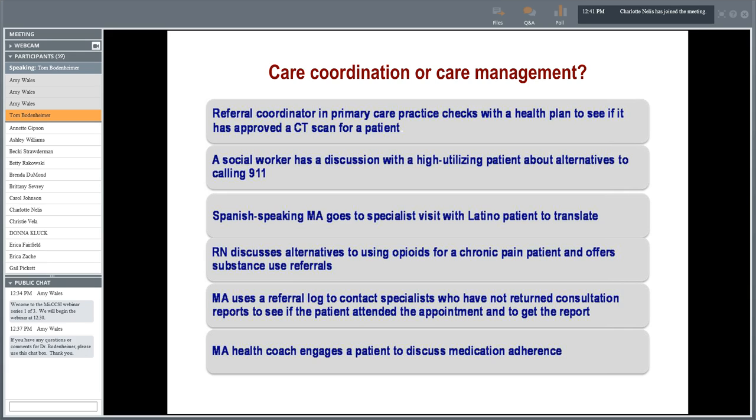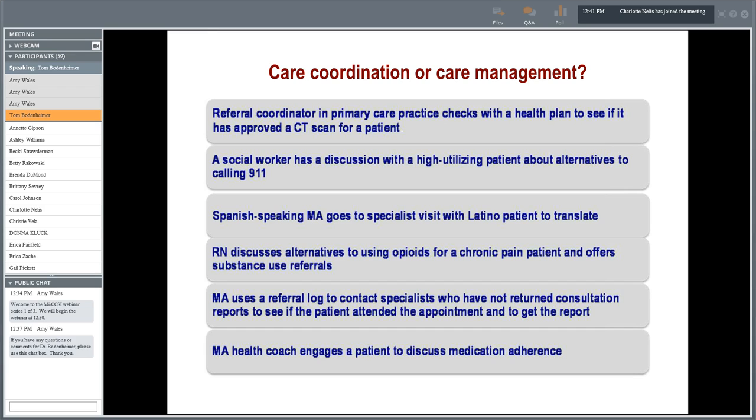So a referral coordinator in a primary care practice checks with the health plan to see if the health plan has approved the CT scan for a patient. Is that care coordination or is that care management? Everyone just say what they think. Coordination. Care coordination. That's definitely care coordination. This is not a clinical thing. This is just to make sure that the relationship between the health plan and the primary care practice is working. Okay, let's do number two.